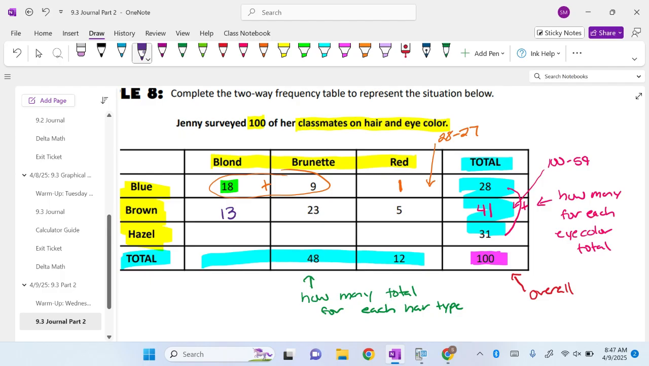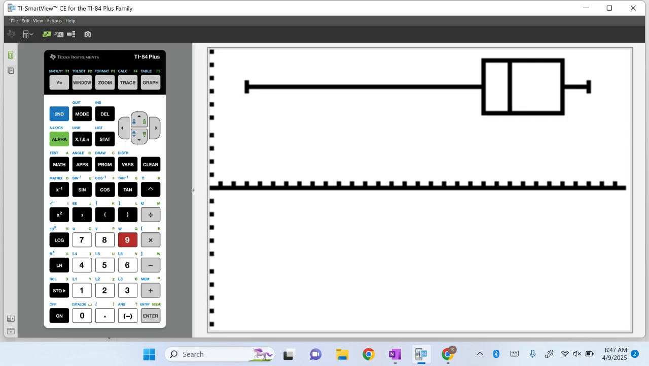So red hair, we can complete this column because we have the total and then 2 of the numbers. So same process. Add up the 2 that you're given, subtract it from the total. So what do you get? 6. Because 1 plus 5, we add these up and subtract it from 12, which is 6. I can also find the brunette by adding 23 and 9 and subtracting it from 48. So what would that give me? 16. Oops.